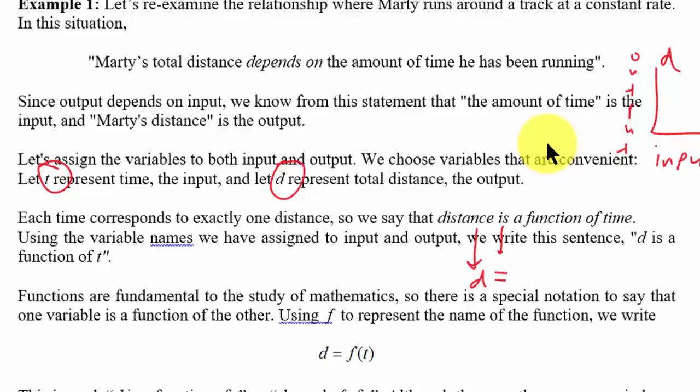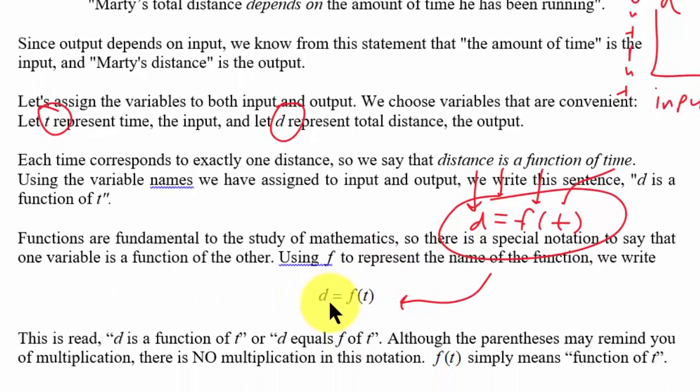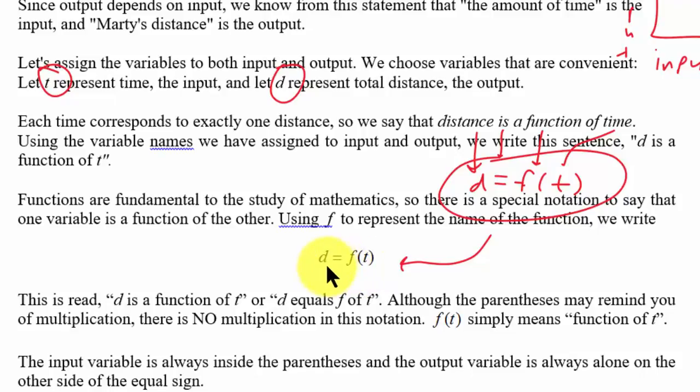And then whenever you see the word function, think of that as f of open parentheses. And then whatever comes after the word function of goes inside the parentheses. So this is considered function notation. And then you see down here, they've just written it nicely for us: d is a function of t. Distance is a function of time.